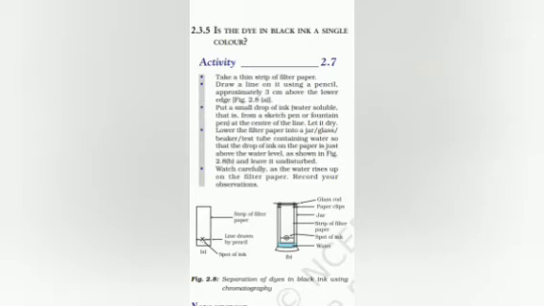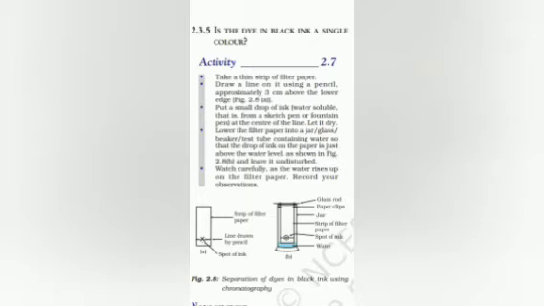Present in that. Activity is given. Take a thin strip of filter paper, draw a line on it using a pencil approximately 3 cm above the lower edge. नीचे से 3 cm पे एक लाइन खींचनी है हमें. Put a small drop of ink that is water soluble, that is from a sketch pen और फाउंटेन पेन. एक छोटा डॉट देना है वहाँ पे, स्पॉट लगाना है इंक का.